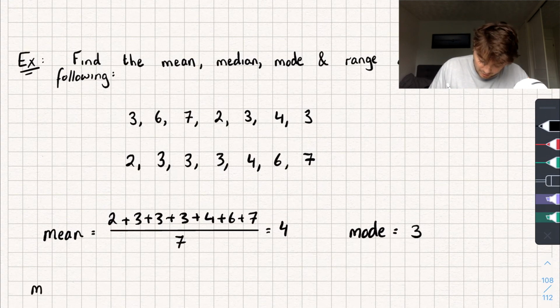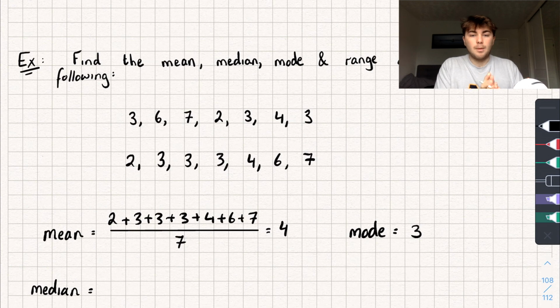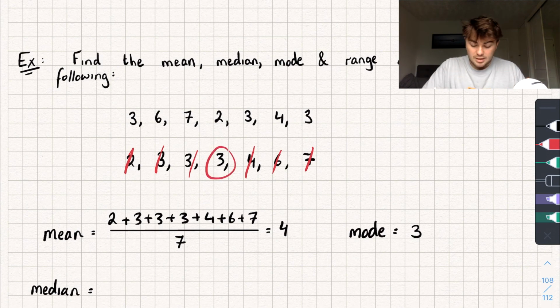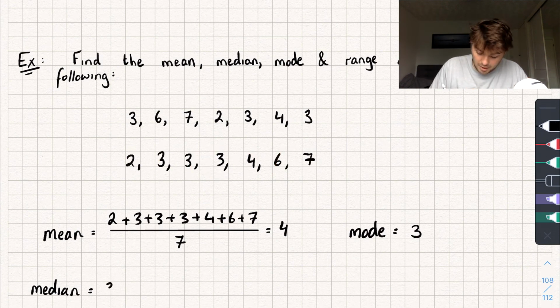We'll look at the median next. And the median is when we put our numbers or data in order from smallest to largest. The median is the number that's in the middle, so it's the middle data value. We can find that by just crossing off at either end until we get to the middle. So let's do that. You can see the number in the middle is 3. And so the median of our data is 3.